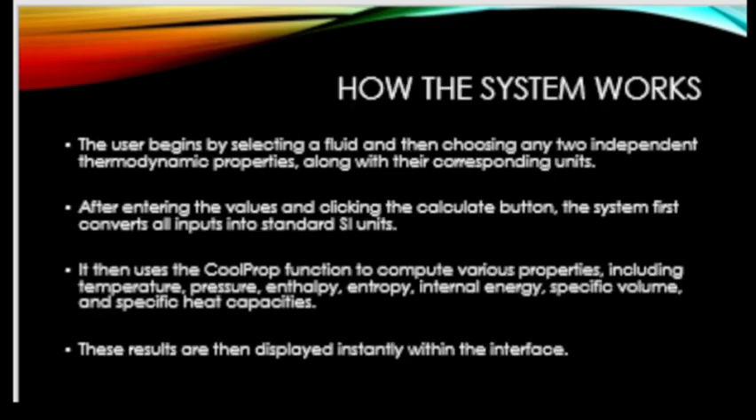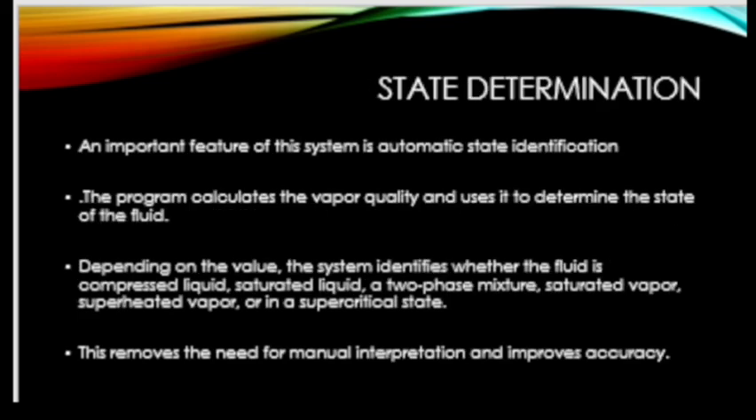How our system works. The user begins by selecting a fluid and then choosing any two independent thermodynamic properties along with their corresponding units. After entering these values and clicking the calculate button, the system first converts all your inputs into standard SI units. It then uses the CoolProp function to compute various properties, including temperature, pressure, enthalpy, entropy, internal energy, specific volume, and specific heat capacities. These results are then displayed instantly within the interface.